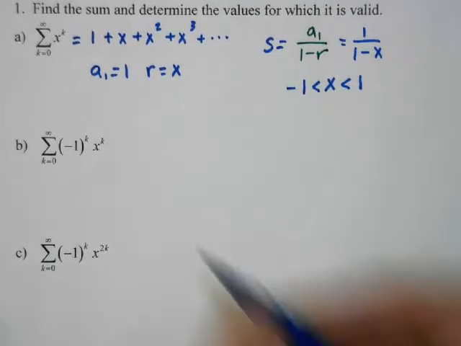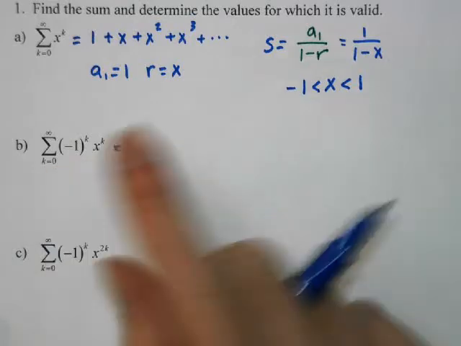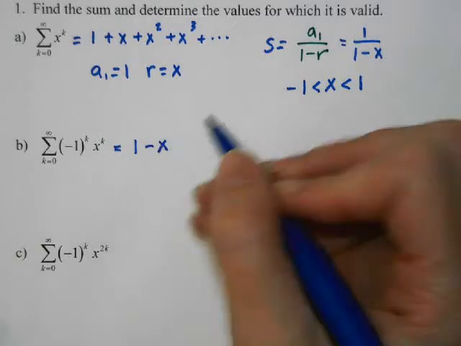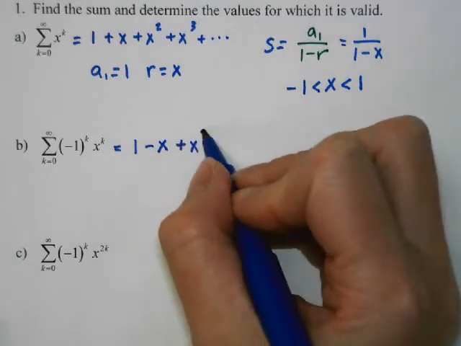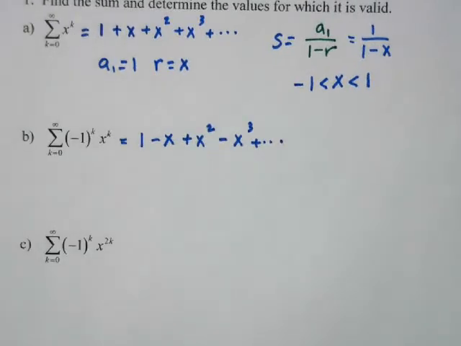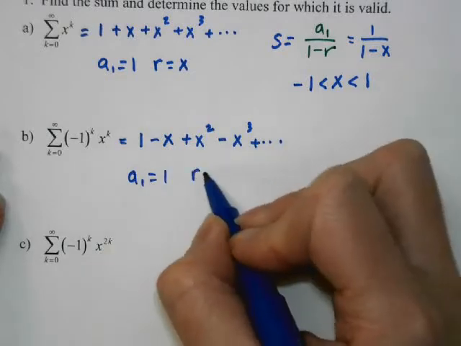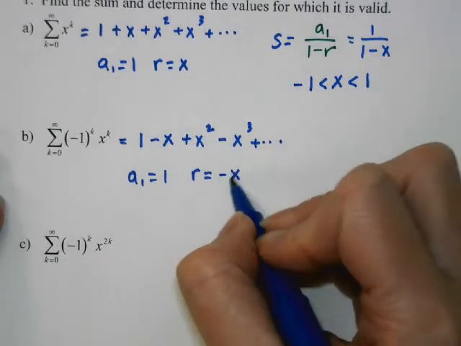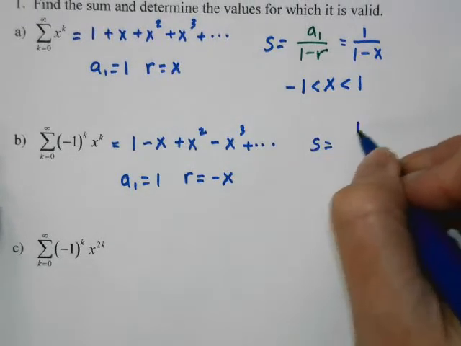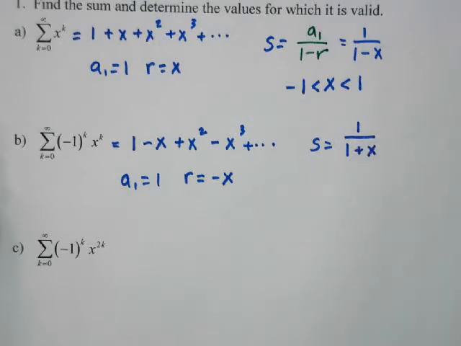So let's do another one. We have a -1 here, then we have that same x to the k. So we plug in 0, we're going to get 1 again. When I plug in 1, we're going to have a negative x. When we plug in 2, we'll have a plus x squared. 3 gives me a negative x cubed, and so on. So it's very similar to the first one. My a1 is still 1, but my common ratio this time is -x. So when we plug it into the sum formula, we'll have a1, which is 1, over 1 minus -x, or 1 plus x.